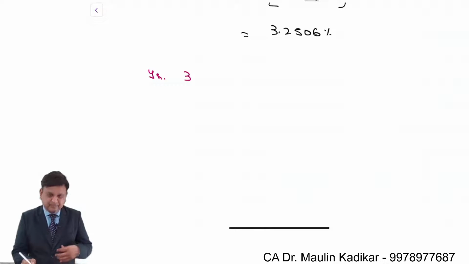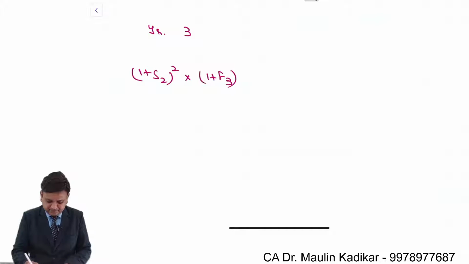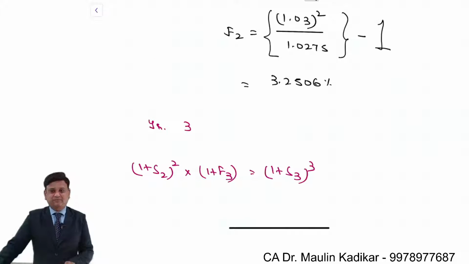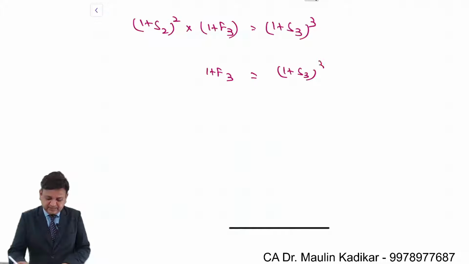Similarly for year 3. For year 3 it will be found like this. 1 plus spot rate raised to 2 into 1 plus F3 is equal to 1 plus spot rate for the third year raised to 3. That is the way F3 will be calculated. So 1 plus F3 is equal to 1 plus S3 raised to 3 divided by 1 plus S2 raised to 2.